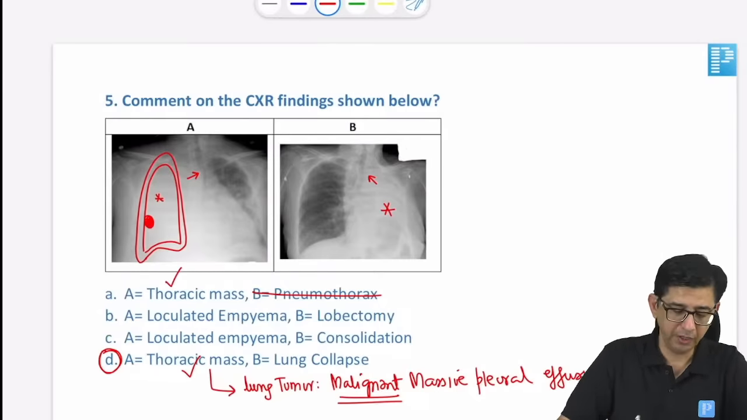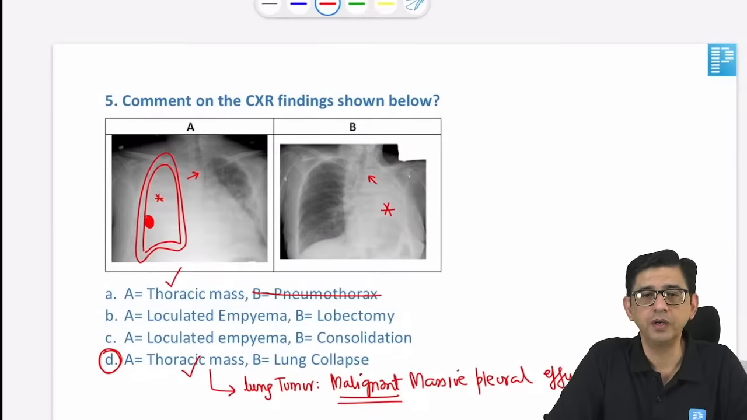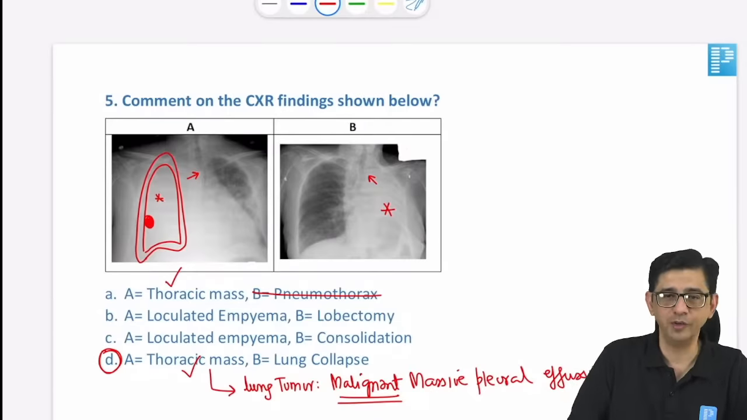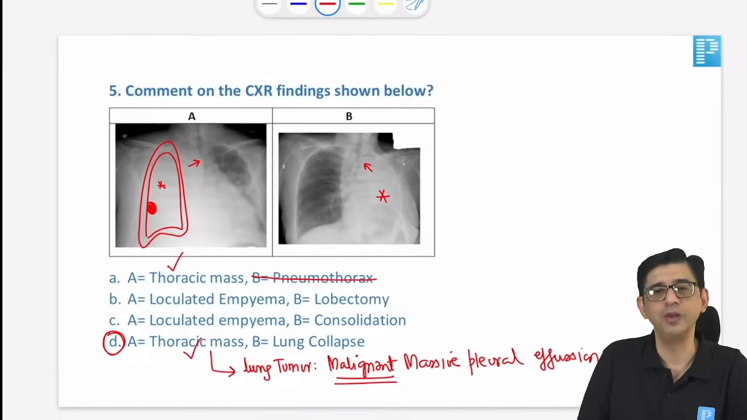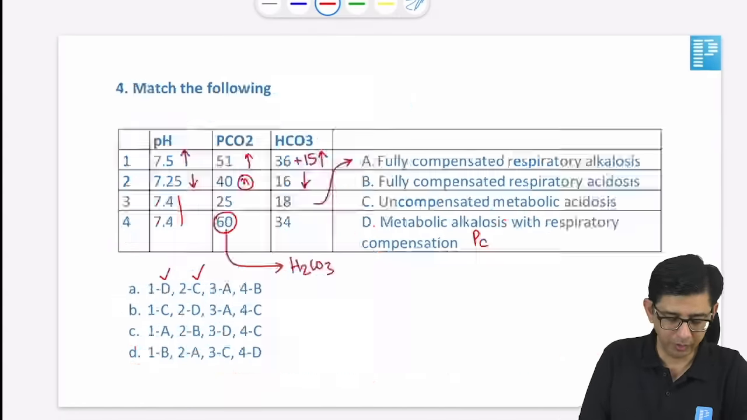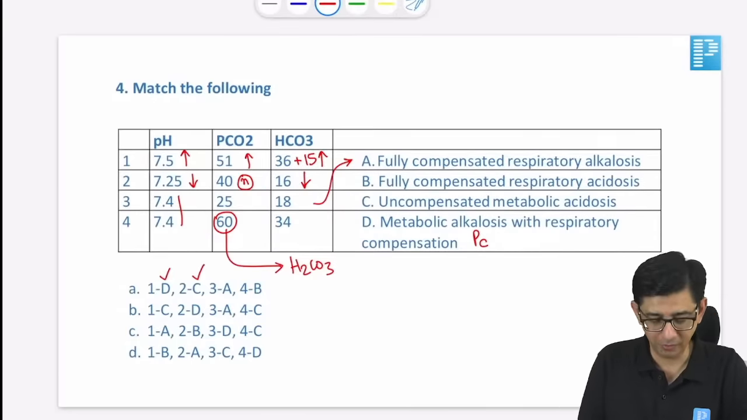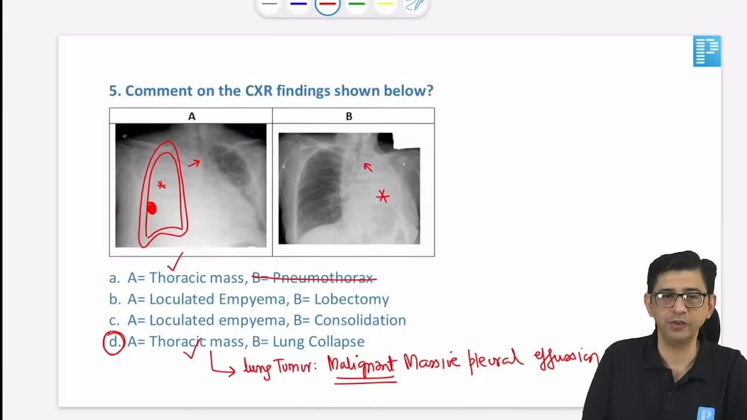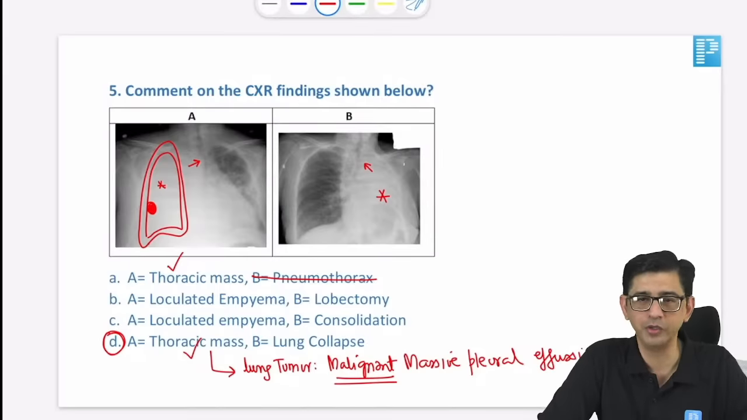Fine, guys. I think we are sorted for this one. Finally, if I was able to explain this, then that is cool. They're going to give you combinations of ABGs to test your presence of mind. They're going to give you combinations of X-rays, and that is just going to put pressure on your mind.